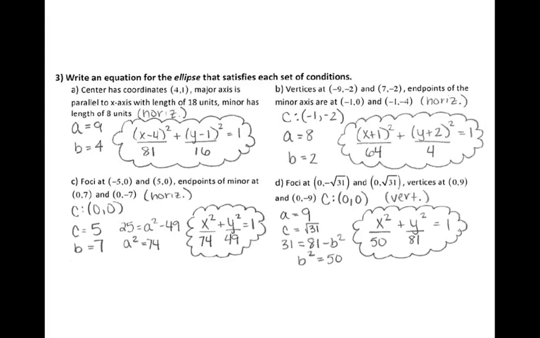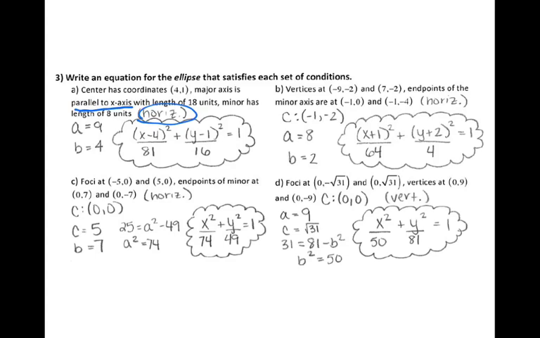So I have the center with coordinates (4, 1). The major axis is parallel to the x-axis, so that means you have a horizontal major axis, since your x-axis is horizontal. The entire length across is 18 units, so if I cut that in half, that's what A is, so A is 9. The minor axis has a length of 8 units, so that's the entire length, so B is going to be 4.